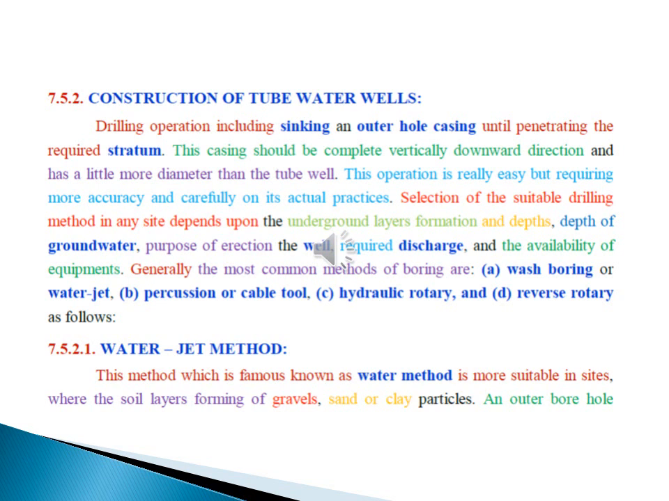Selection of the suitable drilling method in any site depends on the underground layer formation, depth of groundwater, purpose of irrigation water, required discharge, and the availability of equipment. Generally, the most common methods of boring are wash boring or water jet, percussion or cable tool, hydraulic rotary, reverse rotary, and so on.